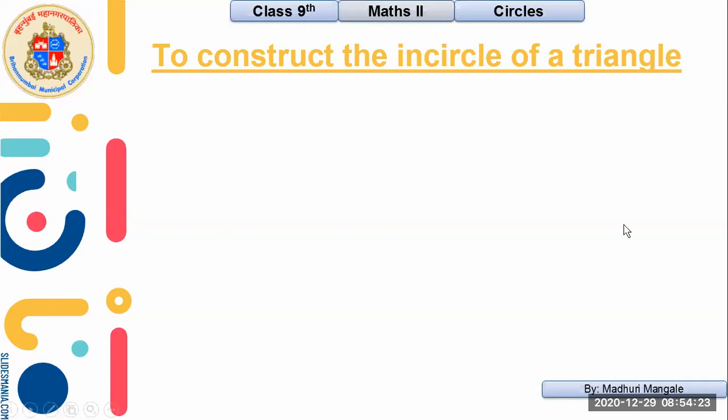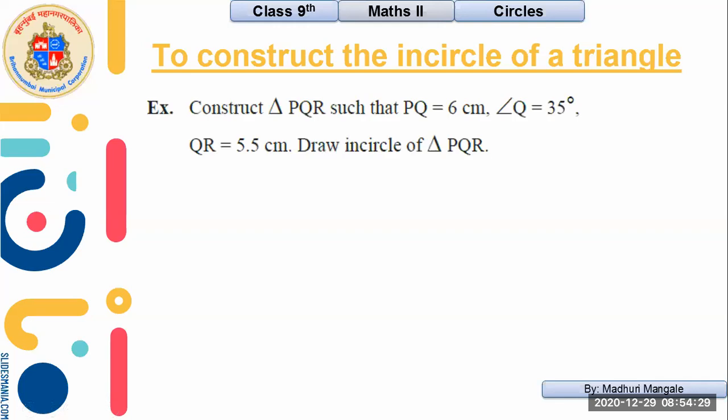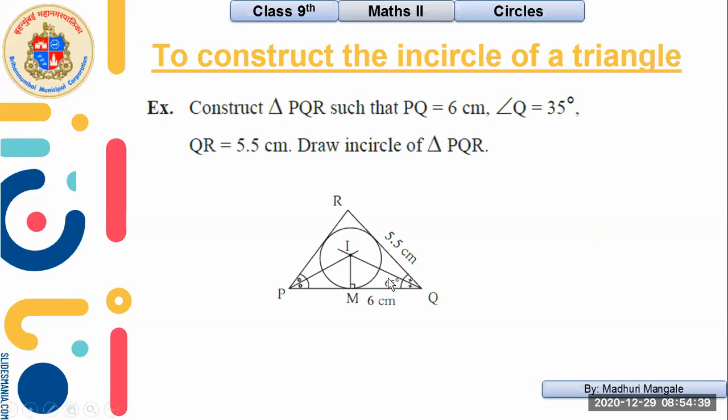Okay, students, let us look at how to construct the incircle of a triangle. So there's an example. Always when we are doing construction, draw a rough diagram, right? So we draw a rough diagram like this. We are asked to construct triangle PQR. So here we should label it like that, PQR. The base PQ is 6 centimeters and angle Q is 65 degrees. And here QR is 5.5 centimeters. And we are asked to draw the incircle of this triangle. Okay, so let's begin.